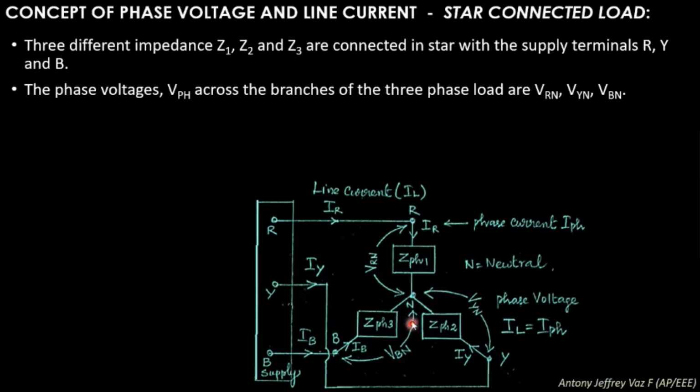Whereas if you put the voltmeter across the terminal Y and the neutral point, you get the voltage VYN. Here, if you put the voltmeter across B point and the neutral point, you will get a phase voltage of VBN. Okay. Whereas in this star connected load, the current will be the same. That is, the phase current will be equivalent to the line current. IL will be equal to I phase.